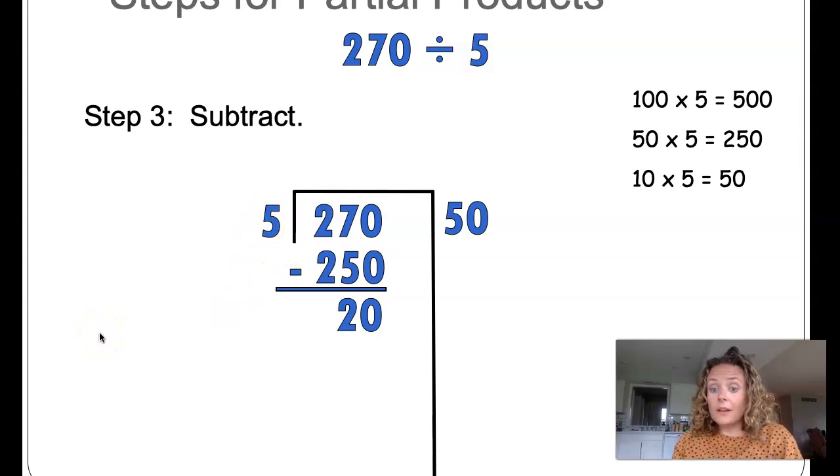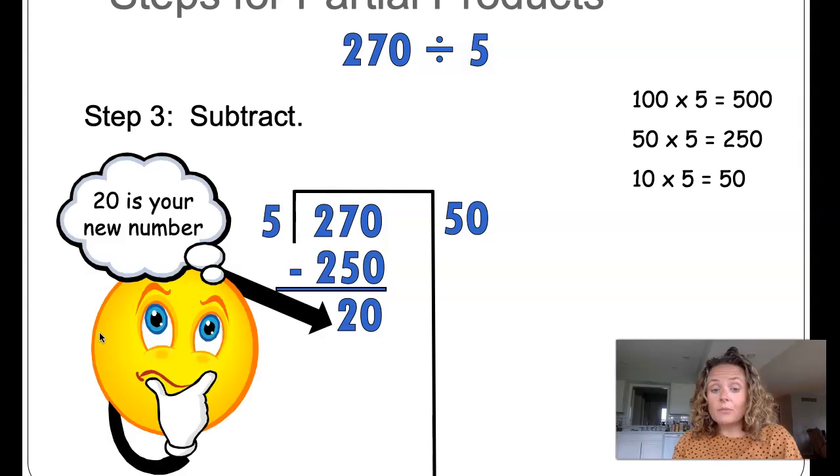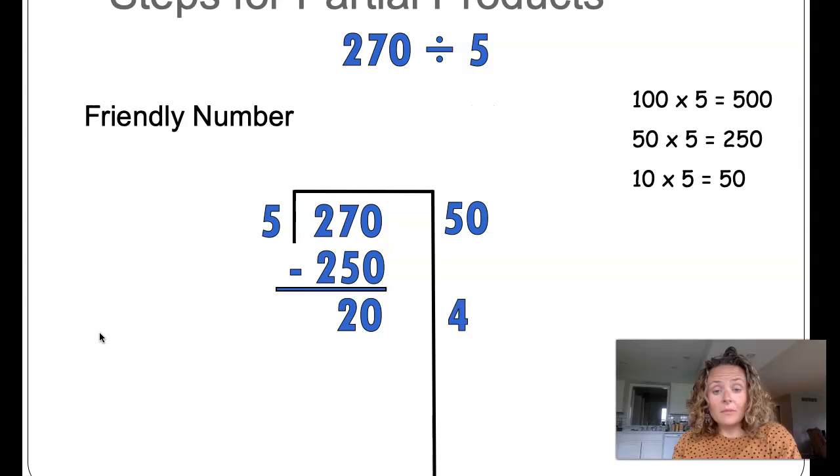Now your brain might be going off. You might know a fact: 5 times what is 20? So 20 is our new number that we're dividing. 5 times what is 20?